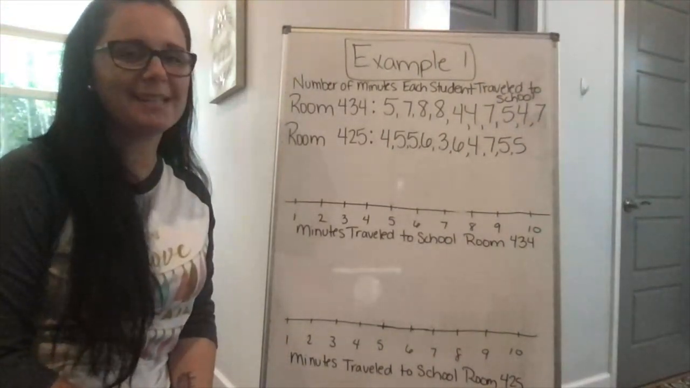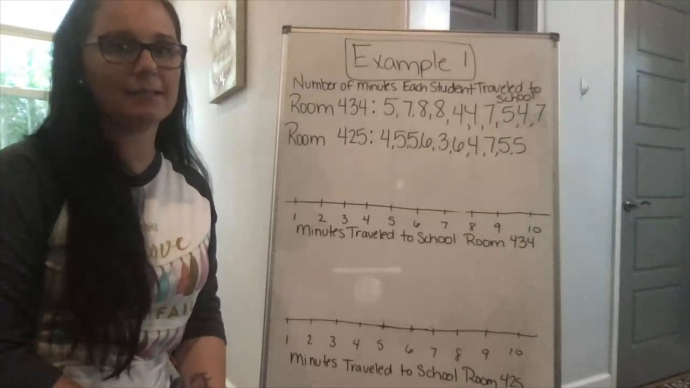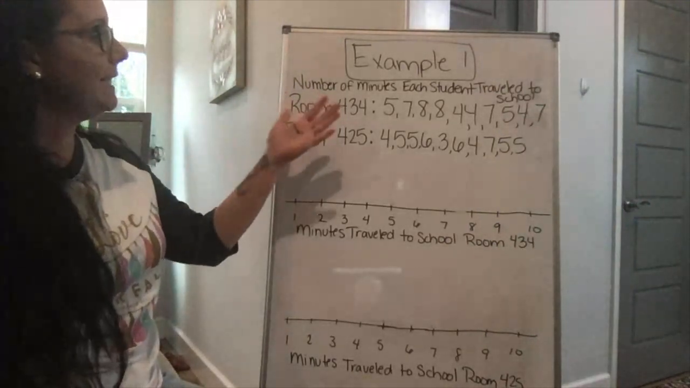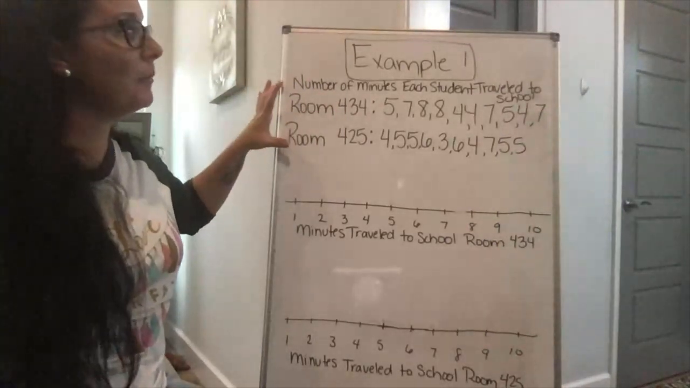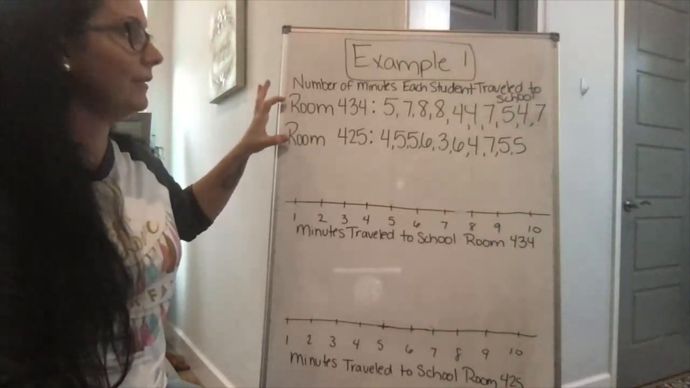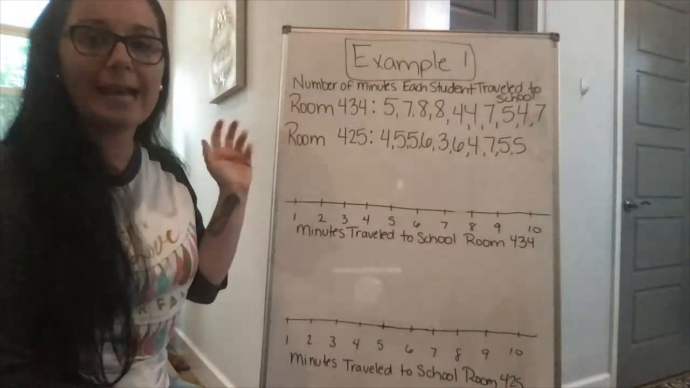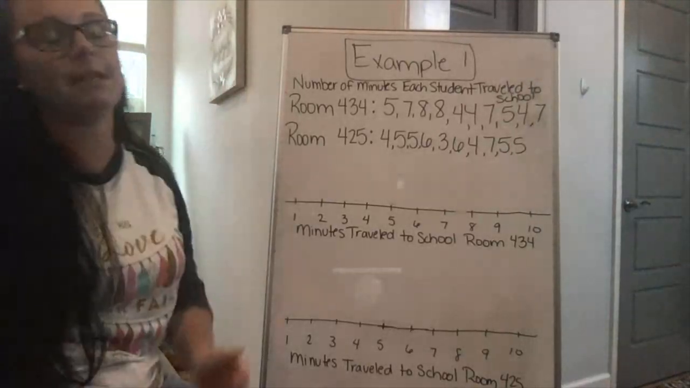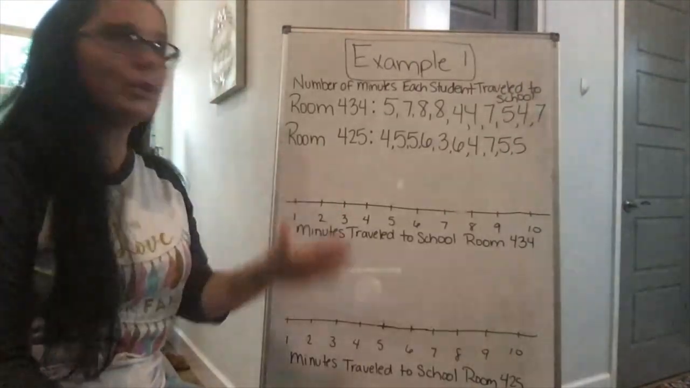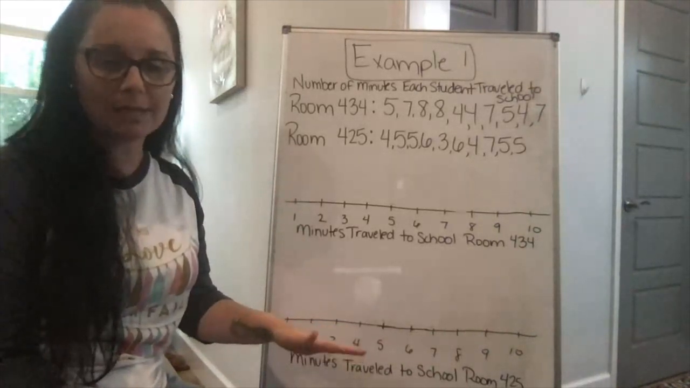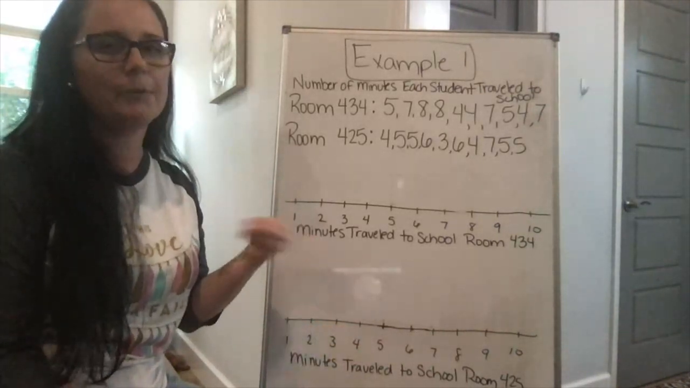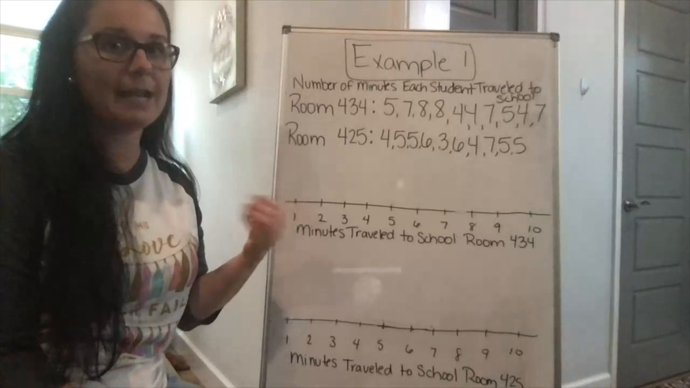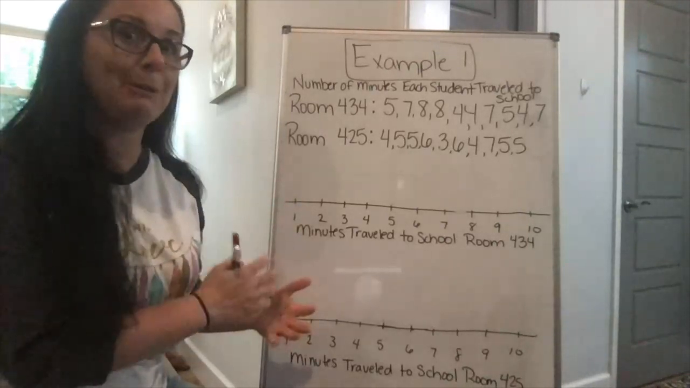Okay, so here we go with example one for comparing dot plots. You see data up here at the top that represents the number of minutes that each student in our given classrooms took to travel to school. So we have classroom 434 and classroom 425. I'm going to go ahead and make the dot plots for you as part of the example, just so that you can be reminded from sixth grade how to make a dot plot and what exactly a dot plot is.